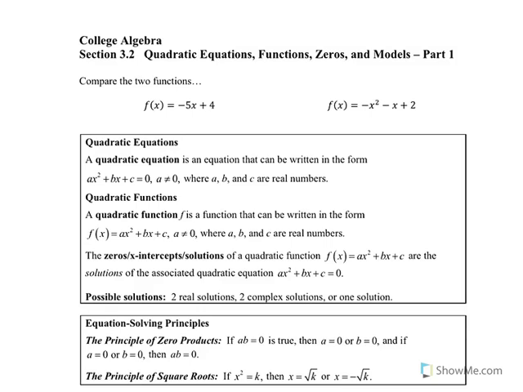Today's lesson is going to focus on quadratic equations, their functions, zeros, and modeling. Part 1. It's quite a lengthy lesson, so we're splitting it up into 2 days. Let's take a look at the two functions.